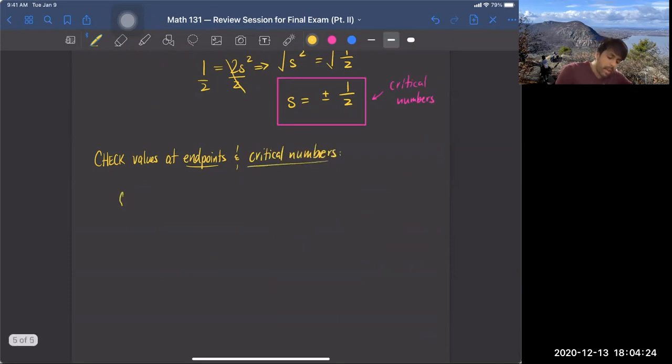So at the endpoints, I only have 2 endpoints. So x equals 1 is one of them, x equals -1 is one of them. So what happens when, sorry, not x, s. So my variable is s. So these are my endpoints. So then I plug in 1 or I plug in -1.